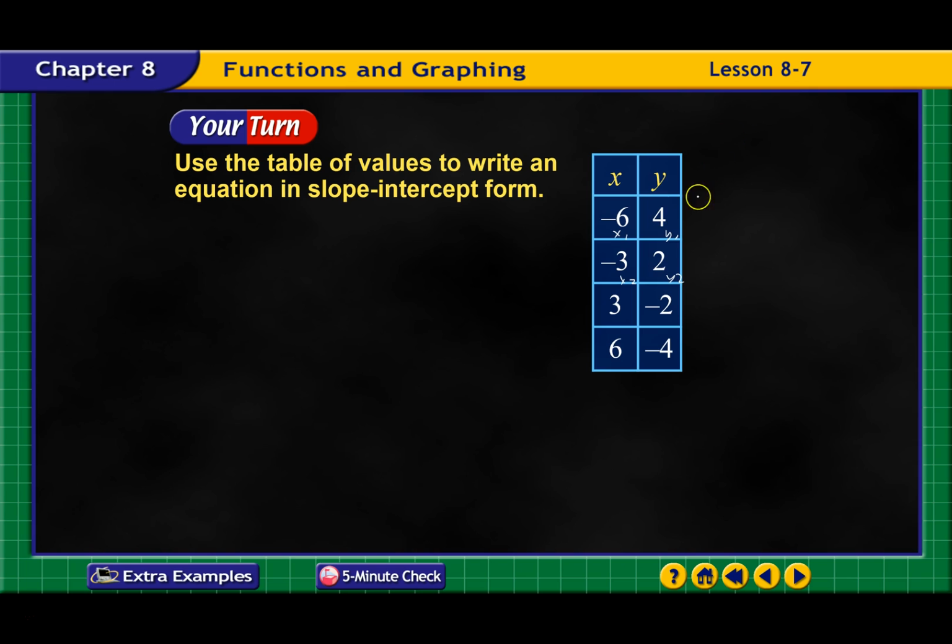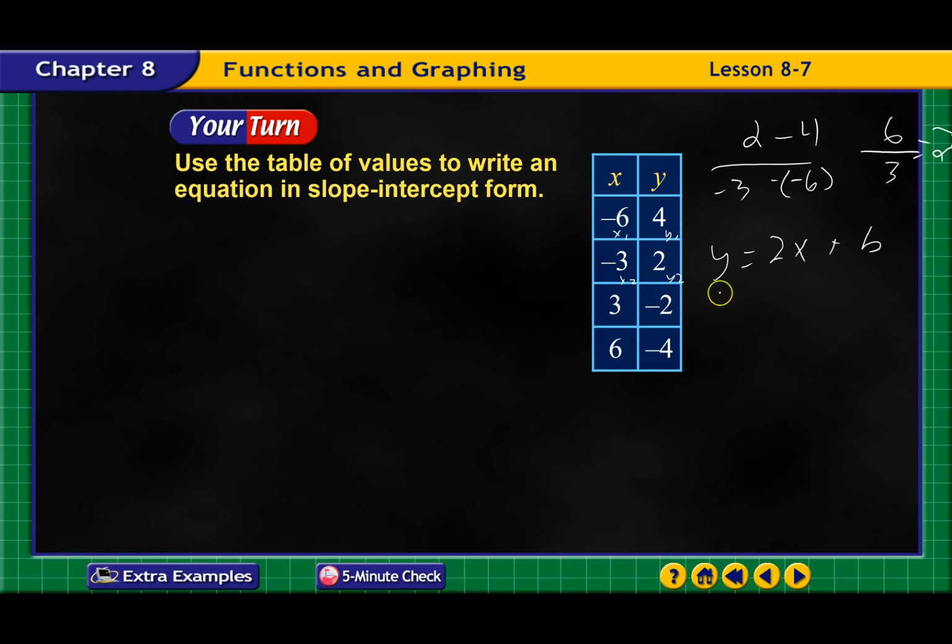All right, so I'm going to go y2 is 2 minus y1 is 4. x2 is -3 minus a -6. So that goes to -2 over -3 plus 6, which is going to be 3. So that's going to come out to 2. Is it positive? Positive? Positive. Yep, +2. So I then take y equals 2x plus b.